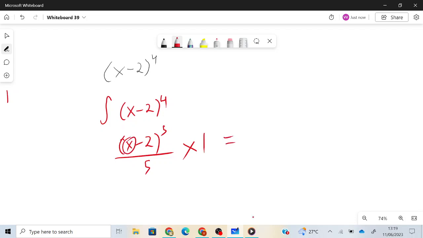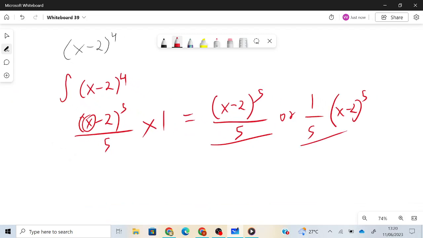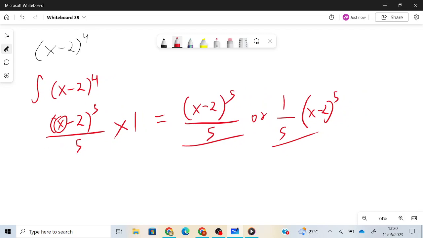So this will eventually give you the same thing, x minus 2 to the power of 5 over 5 times 1. Or that is basically the same thing, so you can just leave it here. Of course, this can also be written the same way as 1 over 5 into x minus 2 to the power of 5. Same thing anyhow. If you want to leave it like this, it's correct, of course, unless the question specifies otherwise. And then of course don't forget to add your plus c, because this is an indefinite integral, so you have to add your plus c.